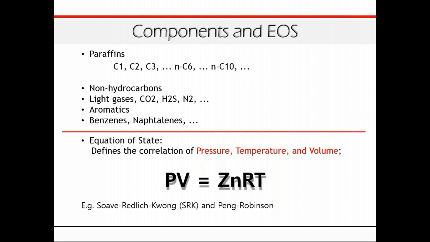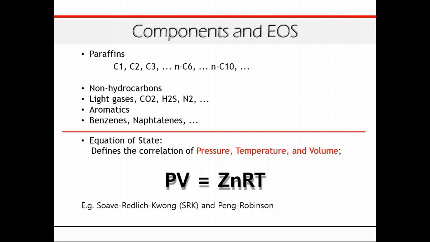Among those paraffins, we have the ones with one carbon atom, methane, the ones that have two carbon, ethane, and the ones that have a three carbon chain. We have the normal six carbon chain, like n-hexane, for instance. But you also have isohexane, which is an isomer of hexane.